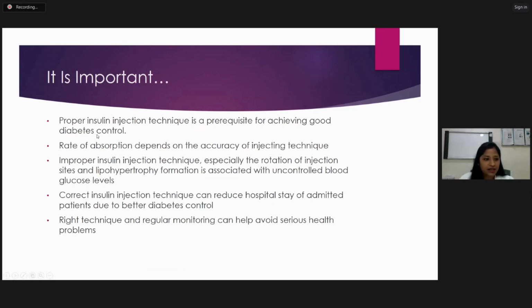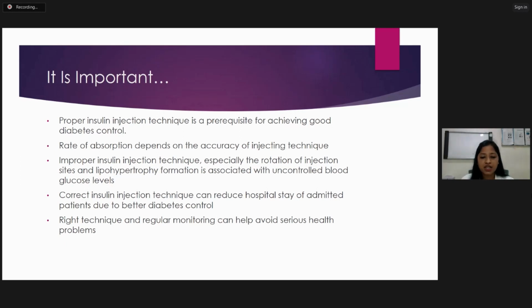Proper insulin injection technique is a prerequisite for achieving good diabetes control, because if your technique is not right, you will not be able to get good diabetes control. Rate of absorption depends on the accuracy of the injecting technique. So it is very important to take the insulin properly. We tell patients that you have to rotate the site. If you are on 4 shots of insulin, you cannot take it at the same place. You have to rotate for good absorption.